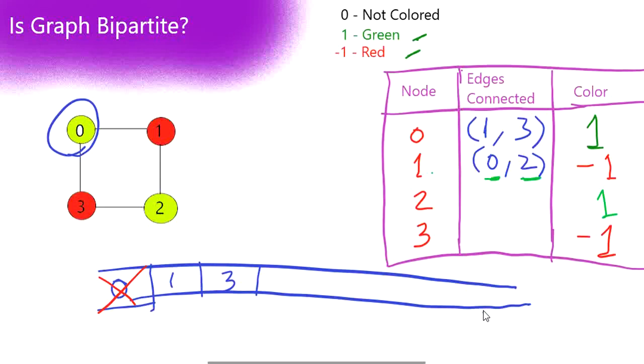So we are pulling 1 from the queue. Now it's time to traverse 3. So now we are checking what the neighbors of 3 are. The neighbors of 3 are 0 and 2.